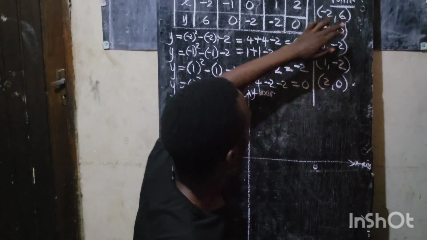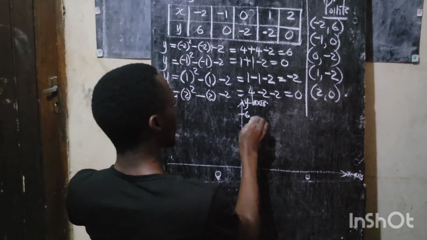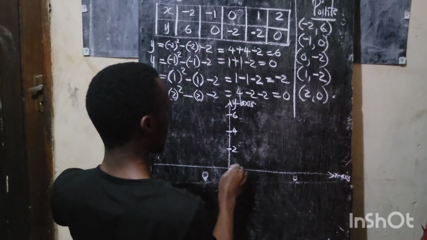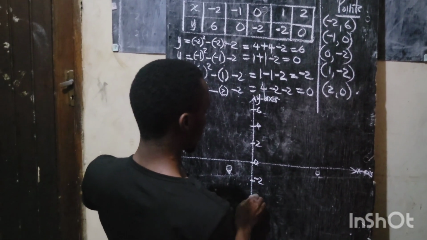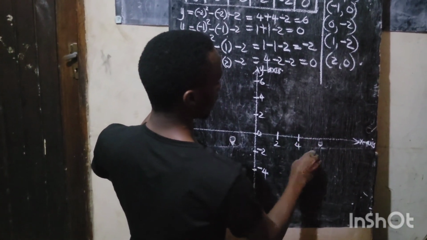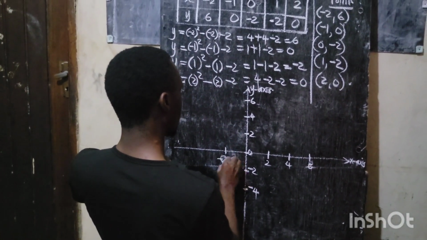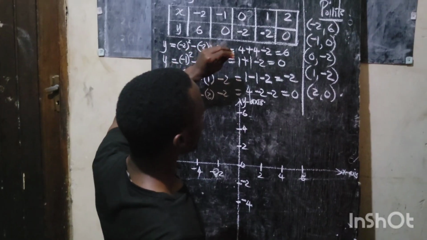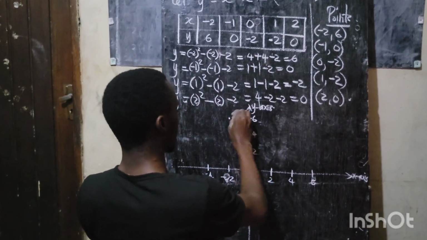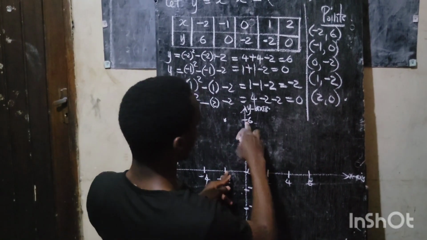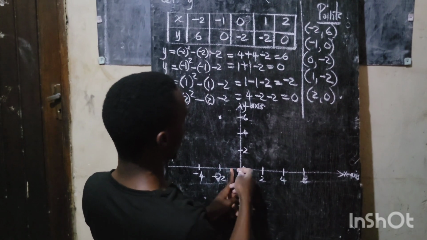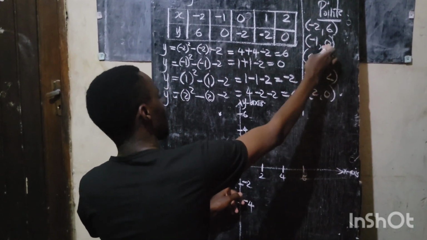So we have a 6 as a y value, so we need 6 as a maximum y value somewhere there. Call that 4, 2, 0, negative 2, negative 4. Let us call this 2 as well, 4, 6, and negative 2, negative 4. So we are going to plot all these points. Negative 2 at x and 6 at y, so this point is around here. Negative 1 and 0: negative 1 is in the middle of negative 2 and 0.